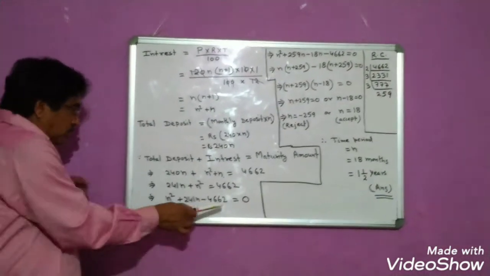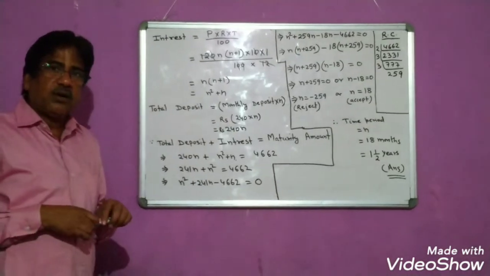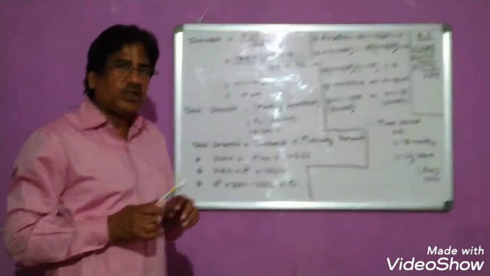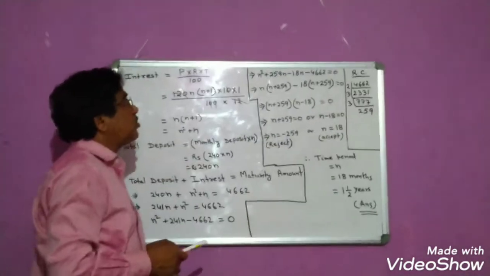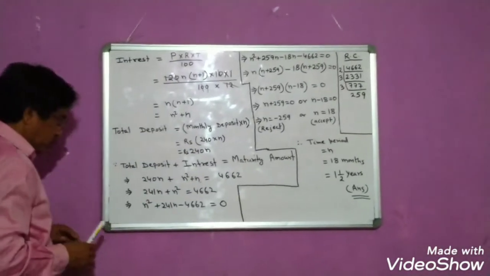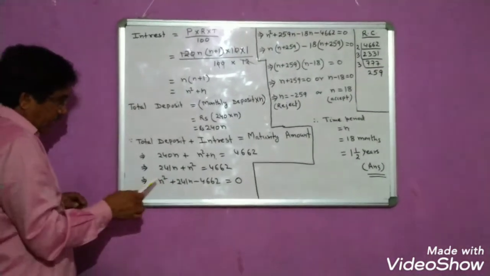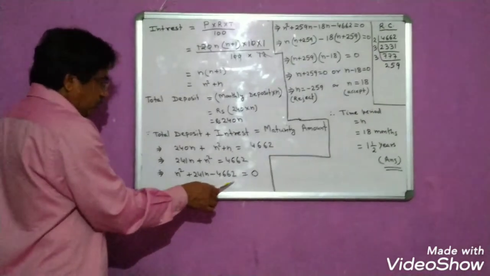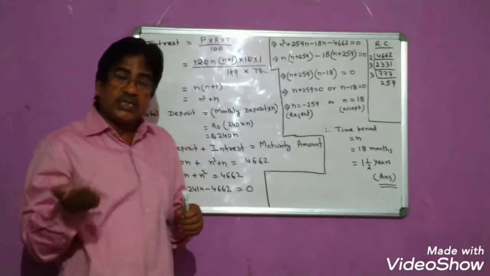Now this expression is to be factorized, and the factorization part you have already learned in class 9, how to factorize a quadratic expression. Let me just remind you how to find it out. Here the value of A is 1, the value of B is 241, and the value of C is minus 462. Just try to recall, because all these things we have done in class 9.